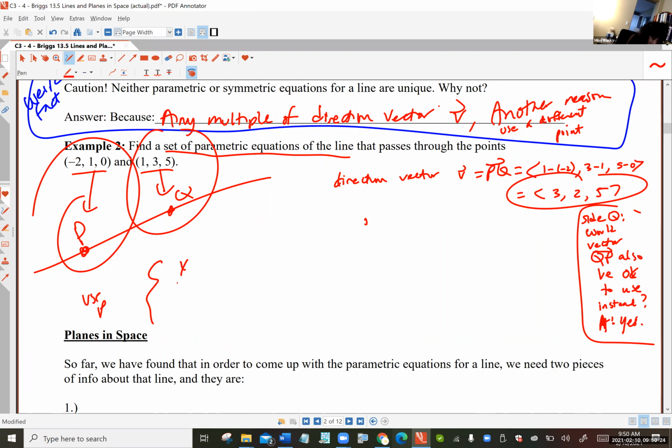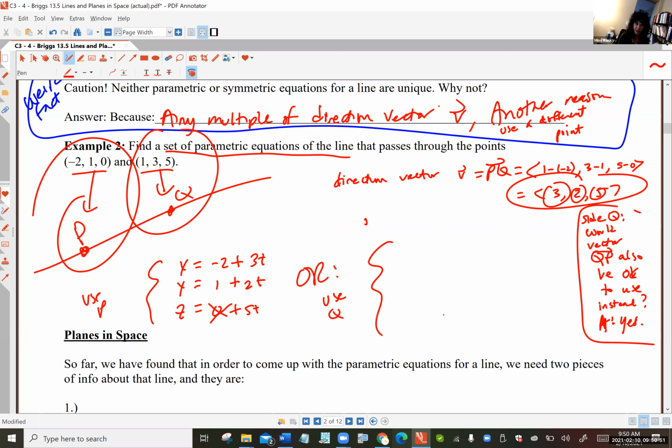So your answer, your set of parametric equations, okay, would look like this. Okay, x equals negative 2 plus, you got to have your direction number, 3t, and then y equals 1 plus 2t, and then z equals 0 plus 5t, which please don't write as 0 plus 5t. Just get rid of the 0. You just write 5t. That's legit. Or let's say you want to use the Q. Here's a completely different set of parametric equations that's also the perfect correct answer.